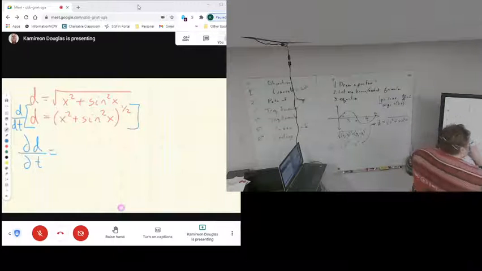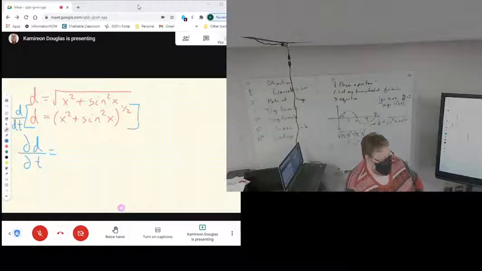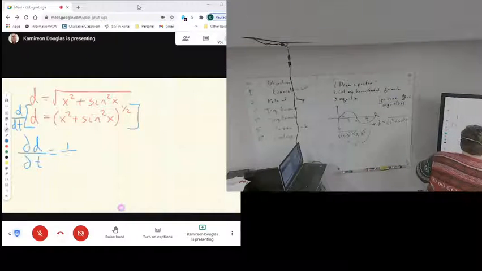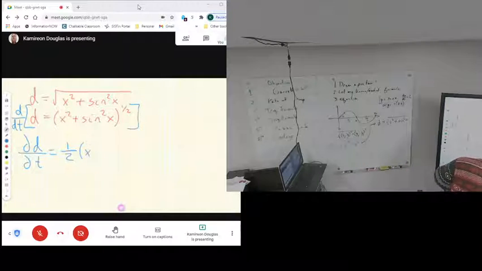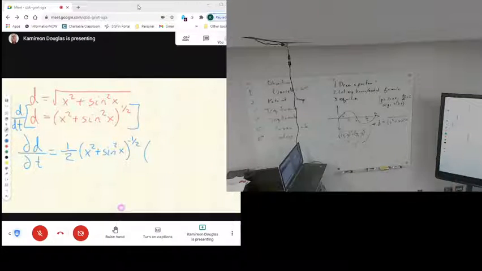First thing I'm going to do here: take a derivative. Power, right? 1/2. Subtract the power by 1. Then move down through to the inside, in parentheses. What is the derivative of x squared? Since we're doing it with respect to t, it'd be 2x dx dt.